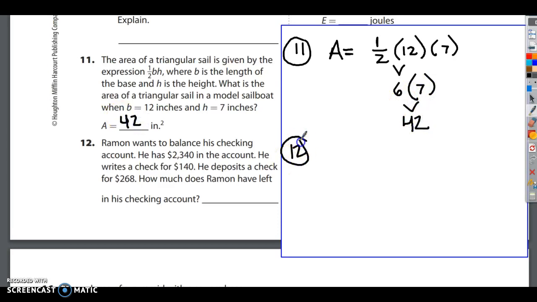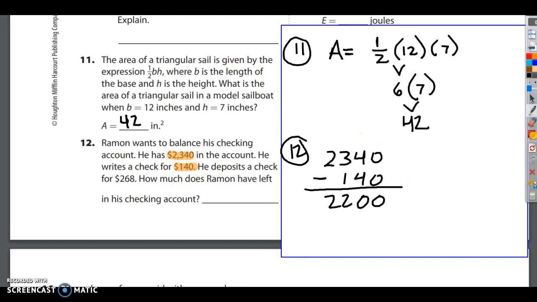All right, number 12 is just kind of a review question. It says, Ramon wants to balance his checking account. He has $2,340 in the account. He writes a check for $140. He deposits a check for $268. How much does Ramon have left in his checking account? So you have to understand what these numbers mean. He has this much, and then he writes a check for this much. That's subtraction. So I'm going to do $2,340 minus $140. $2,340 minus $140 is $2,200.